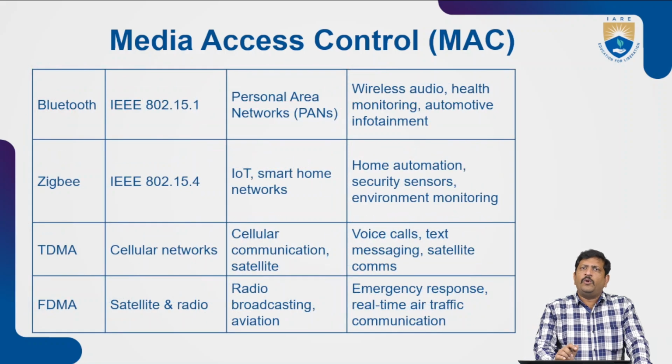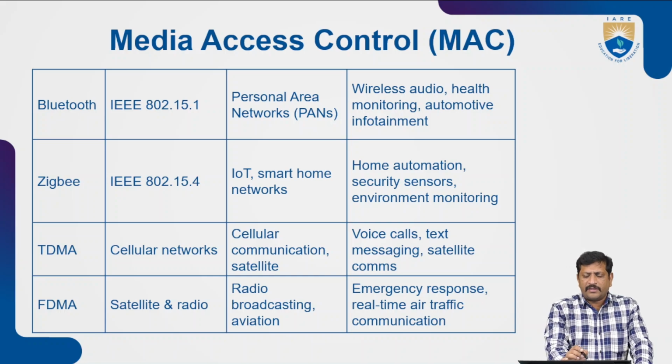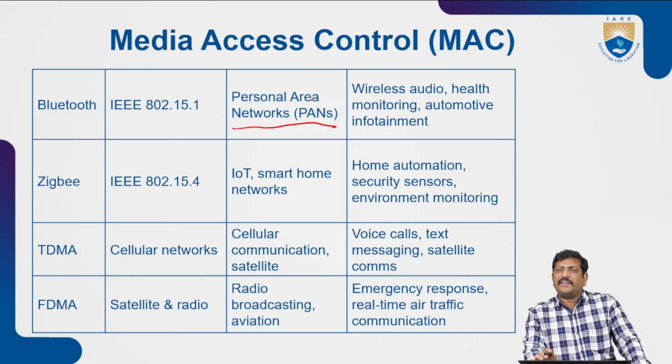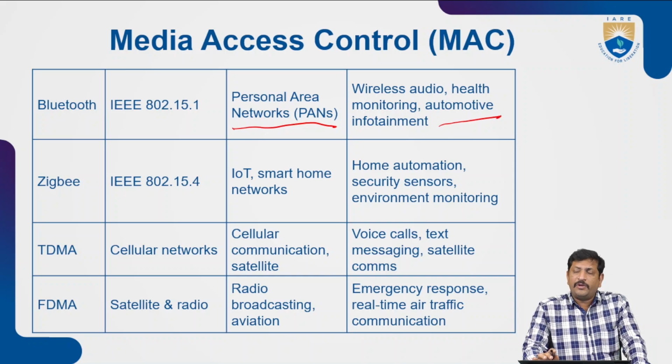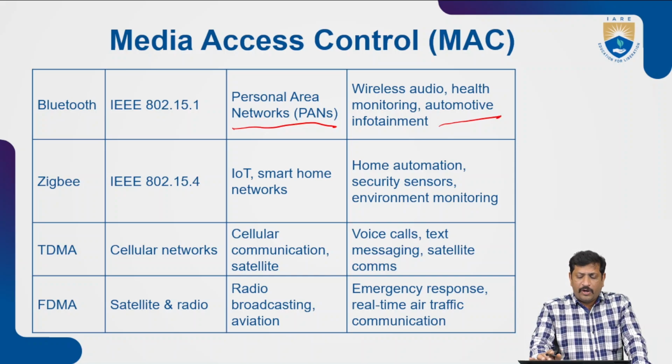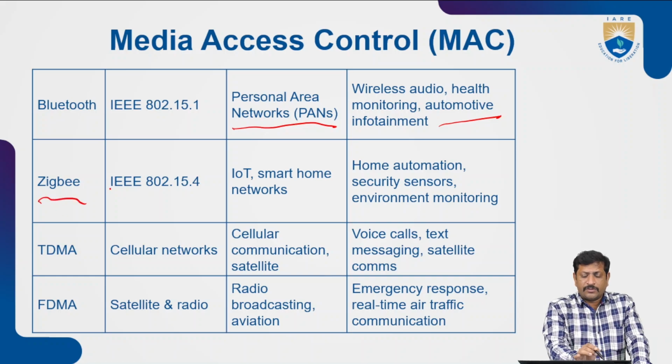Next, Bluetooth. The application is where we use a personal area network, that is a PAN. Now this Bluetooth technology can be applied here. These protocols can be utilized: wireless audio, health monitoring, and automotive information maintaining. So in automotive systems, Bluetooth technology can be used, and wireless audio and health monitoring are also used.